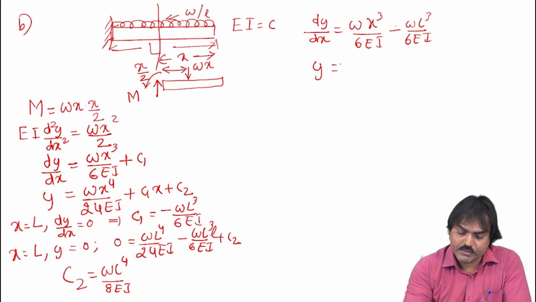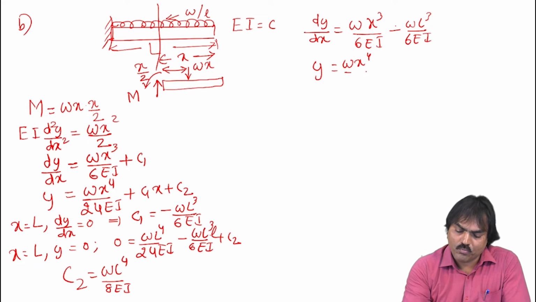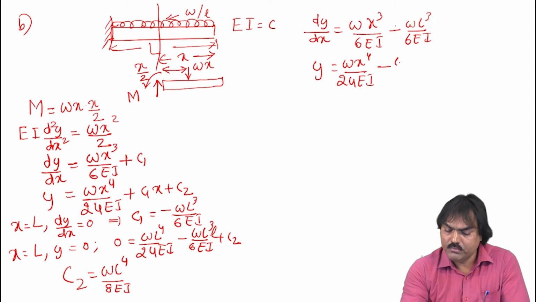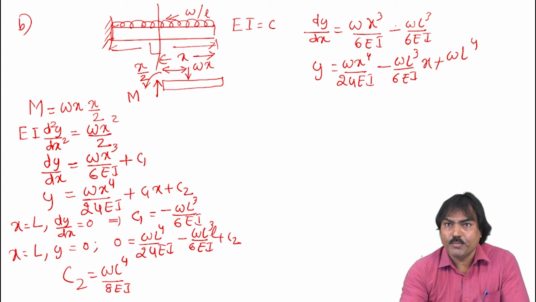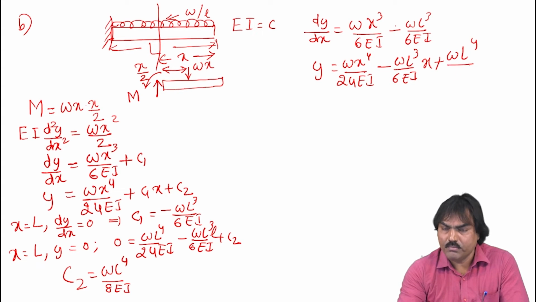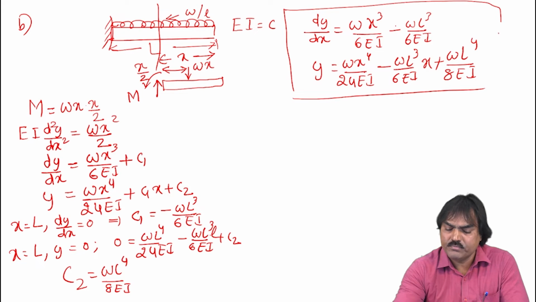Then the deflection equation, that is Wx to the power of 4 by 24EI minus C1, that is WL cube by 6EI into x, plus C2, that is WL to the power of 4 by 8EI. Okay, these are the slope and deflection equations.